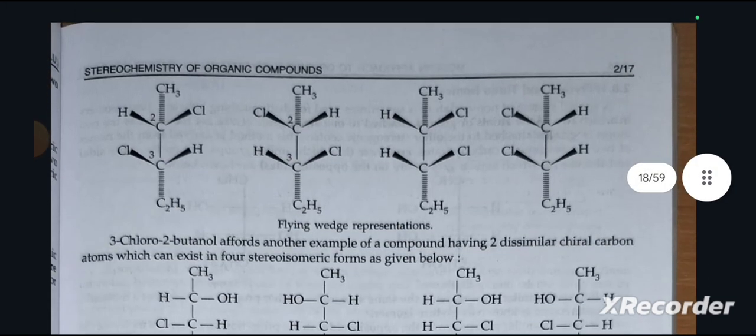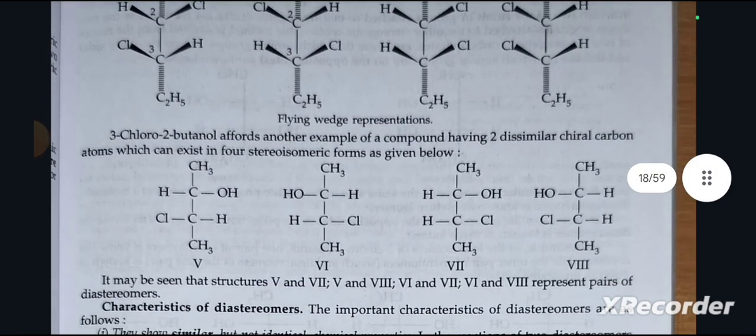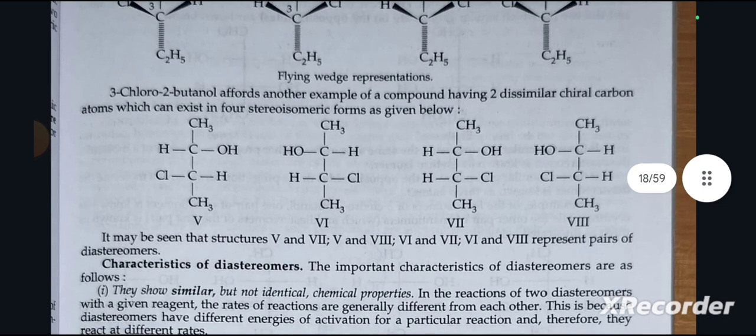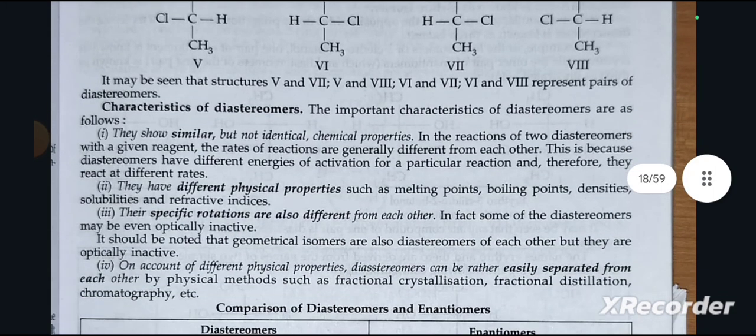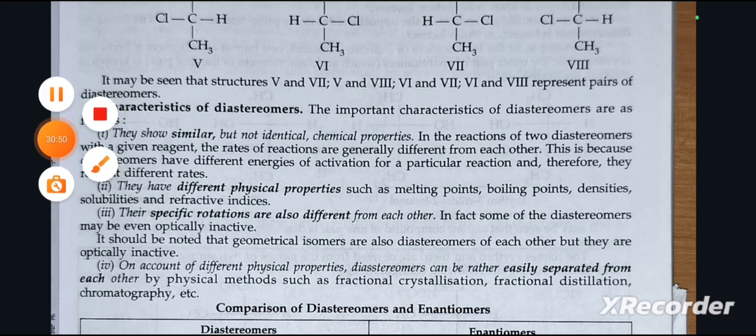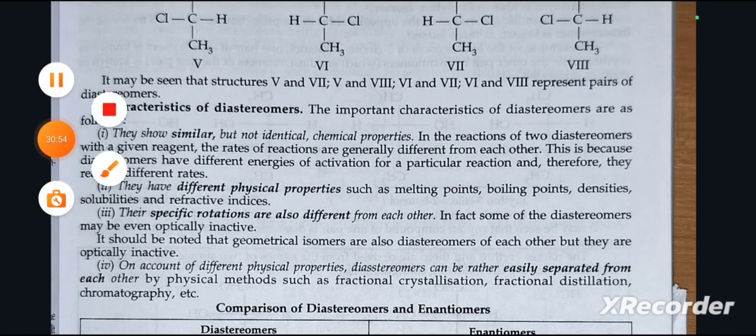Fischer projection formula. Flying wedge form representations. Dichloro-2-butanol affords another example of a compound having two similar chiral carbon atoms which can exist in four stereoisomeric forms as given below. 5, 6, 7, 8. It may be seen that structures 5 and 7, 5 and 8, 6 and 7, 6 and 8 represent pairs of diastereomers.